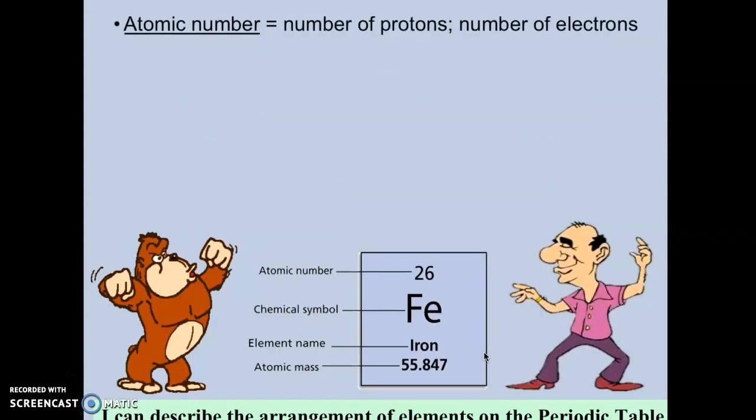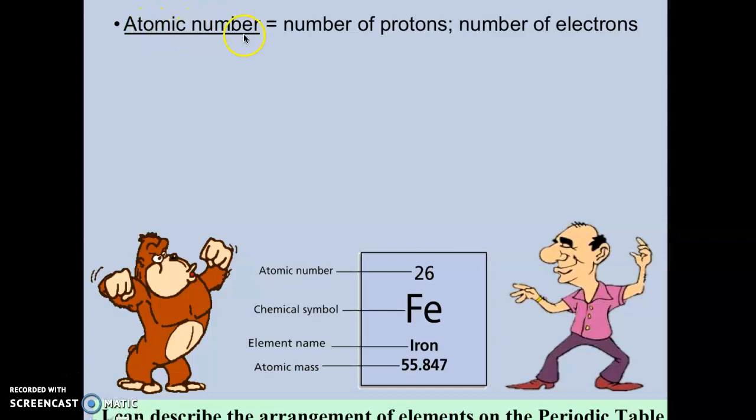I have a nice little graphic here, and this is going to show you some of the information that you can further gather from the periodic table. Our atomic number for iron, again, is 26. The atomic number is going to tell you the number of protons. The number of protons also happens to be equal to the number of electrons, and that's why atoms are going to be neutral.